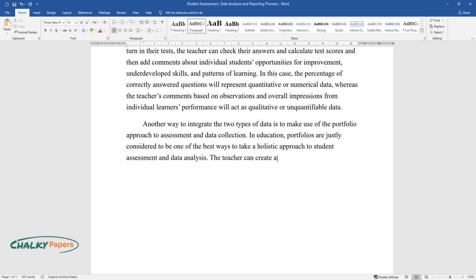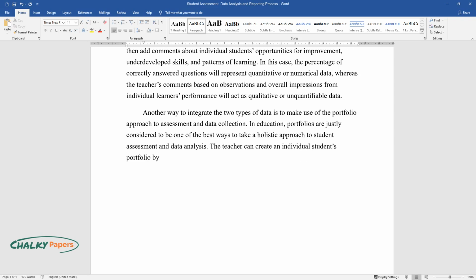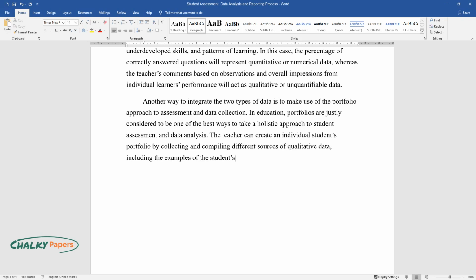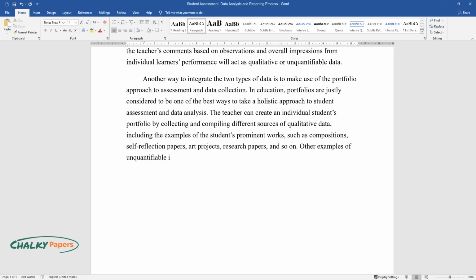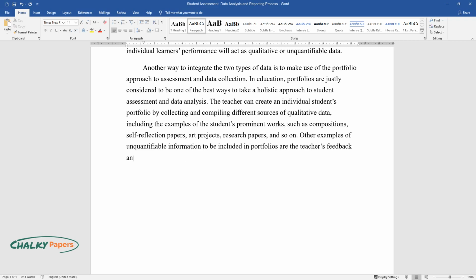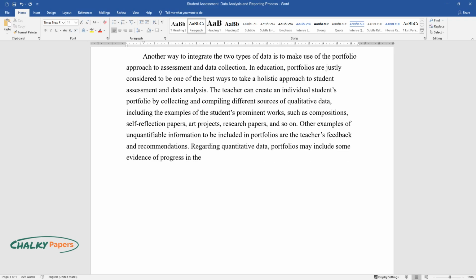The teacher can create an individual student's portfolio by collecting and compiling different sources of qualitative data, including the examples of the student's prominent works, such as compositions, self-reflection papers, art projects, research papers, and so on. Other examples of unquantifiable information to be included in portfolios are the teacher's feedback and recommendations. Regarding quantitative data, portfolios may include some evidence of progress in the form of test scores.